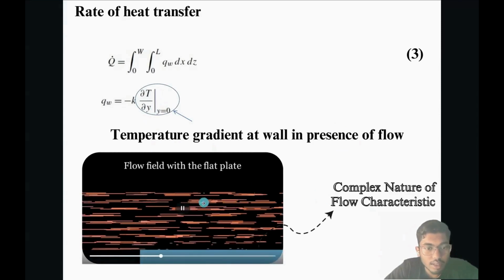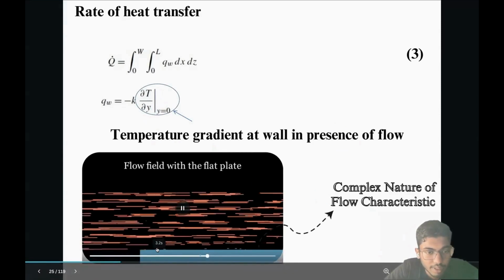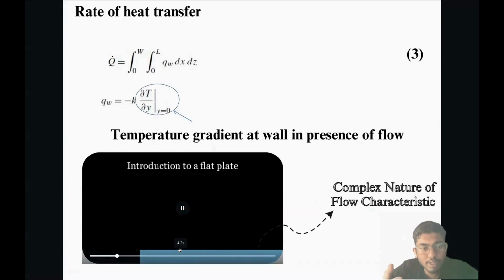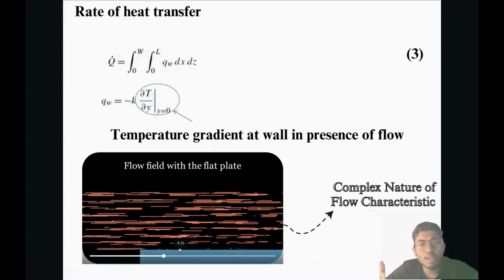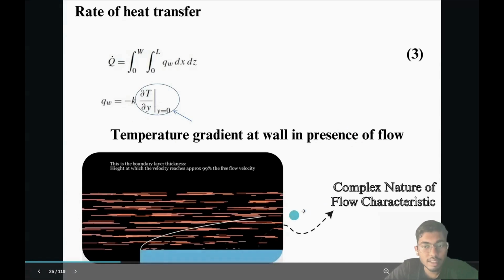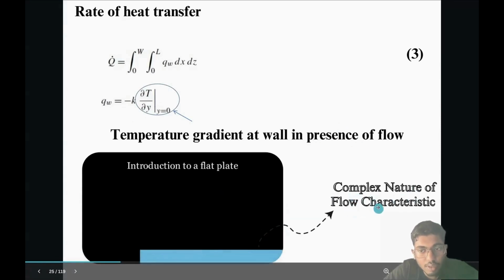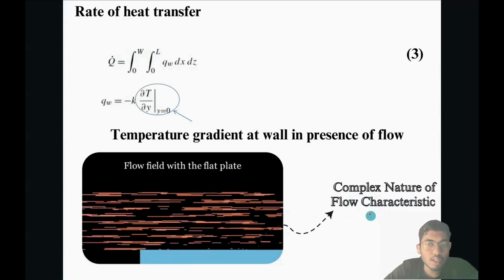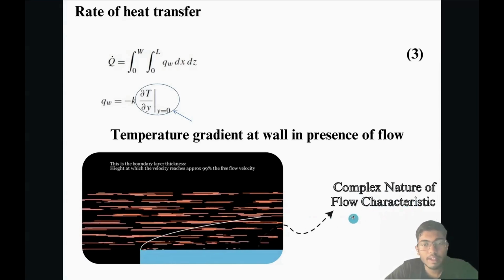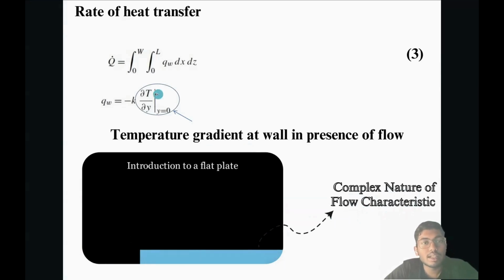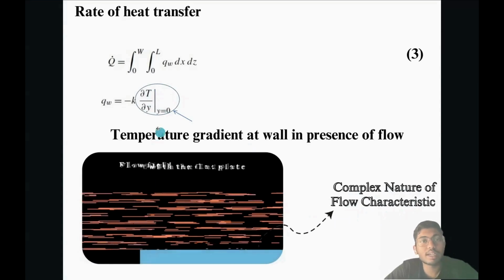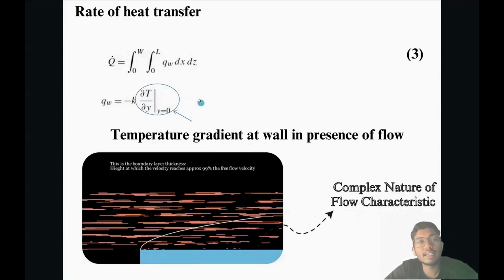But this is what is happening. Now we can see that at the interface, it is very complex. The flow is very complex. We cannot determine how the air is behaving, how the temperature is varying at the interface. This is called complex nature of flow characteristics. So we cannot exactly determine the flow characteristics. Due to this complex nature, this is where we are limited. We cannot analytically define this.